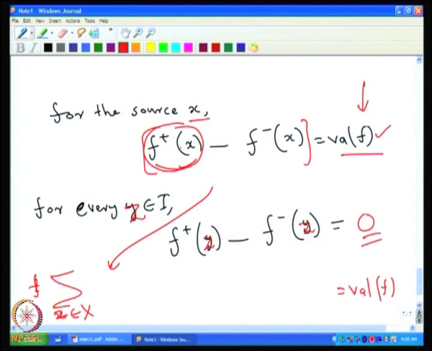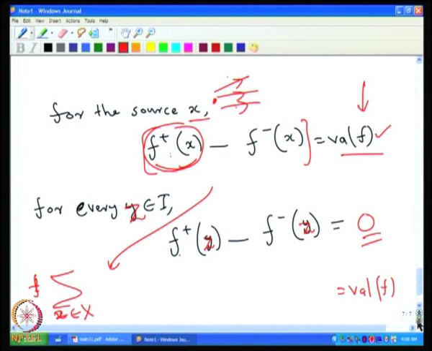In fact, f plus of x means all the edges which are outgoing from x, and we are summing up the flow values on those edges, and that is what this is. And this is the sum of the values of the flows on the incoming edges of x. Similarly, here these are the values on the edges which are outgoing from the set, and these are the sums of the values of the edges which are incoming to the set.